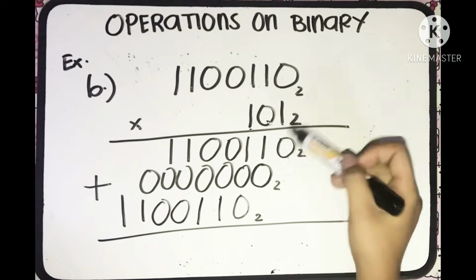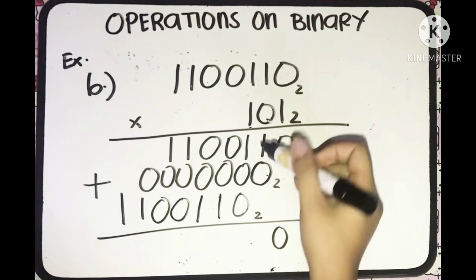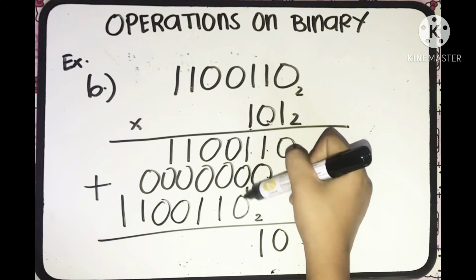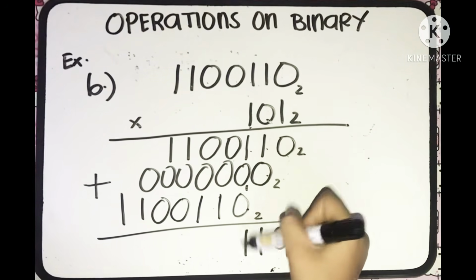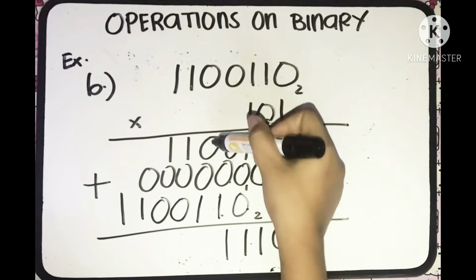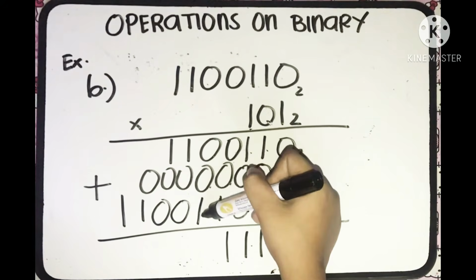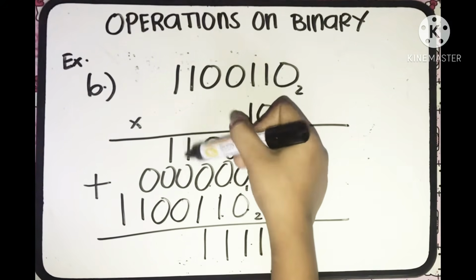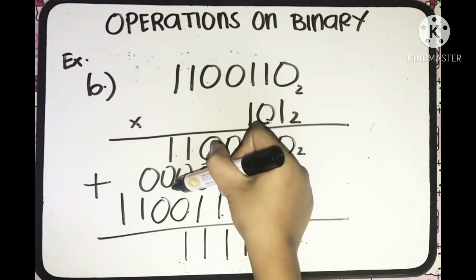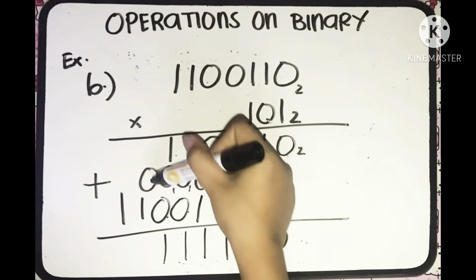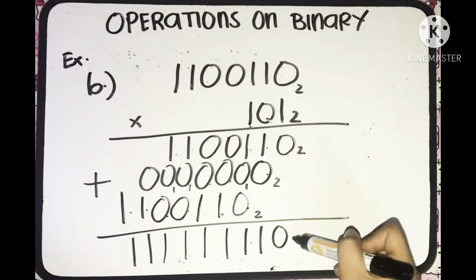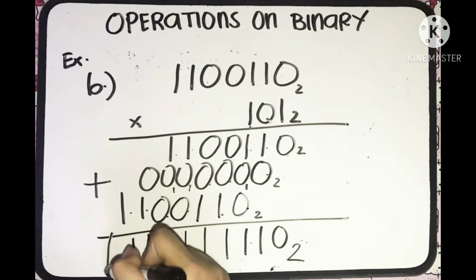So we have here 0, then 1 plus 0 is equal to 1, then 1 plus 0 is 1, plus 0, which is equal to 1, then 0 plus 0 is 0, plus 1 is 1, then 0 plus 0 is 0, plus 1 is 1, 1 plus 0, 1, then we have 0 plus 1, 1, and then bring down 1. And then don't forget to write subscript 2.